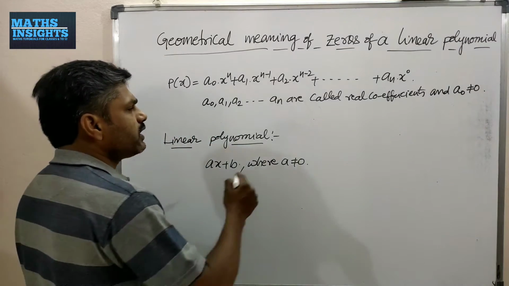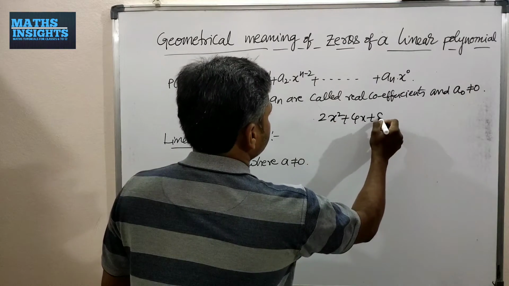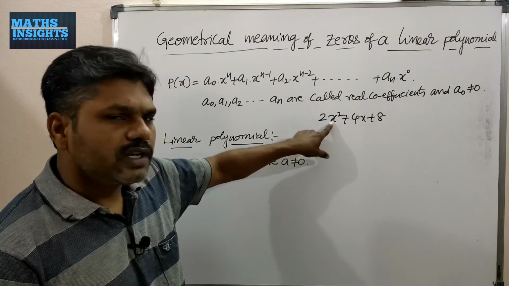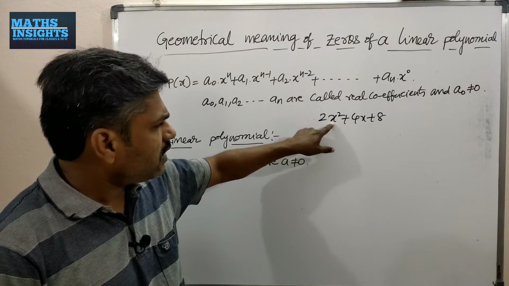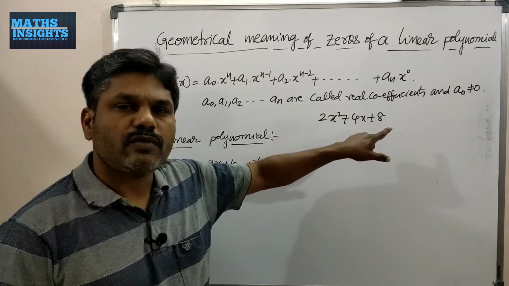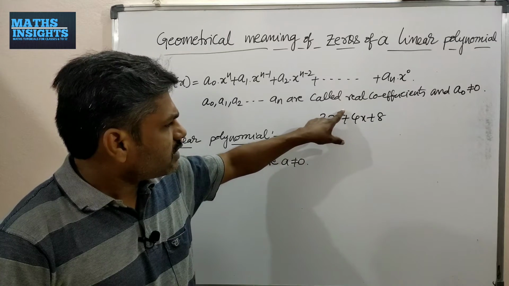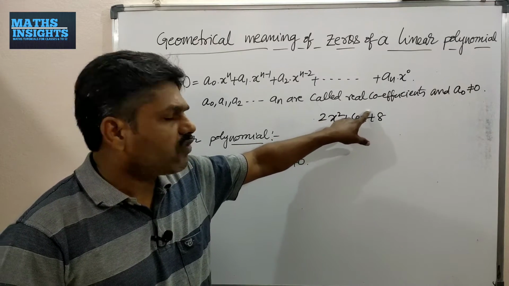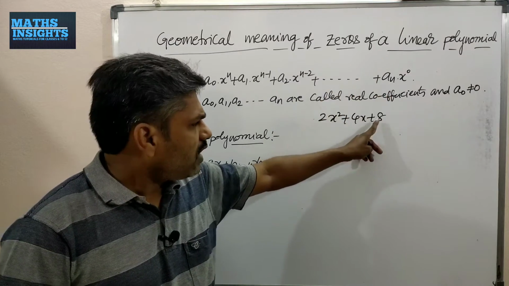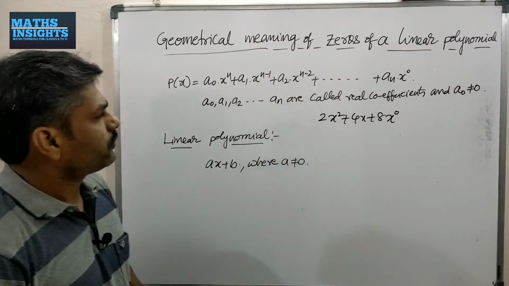For example, you may take 2x square plus 4x plus 8. This is a polynomial. If you observe, the variable involved in this is x and its highest degree is 2. Therefore, this is a polynomial of degree 2. And if you observe, this is x power 2, then x power 1. That means its degree is decreased by 1 and finally you may write x power 0 also.